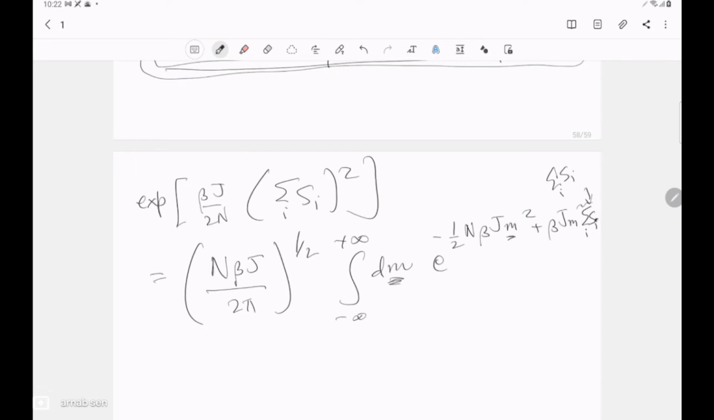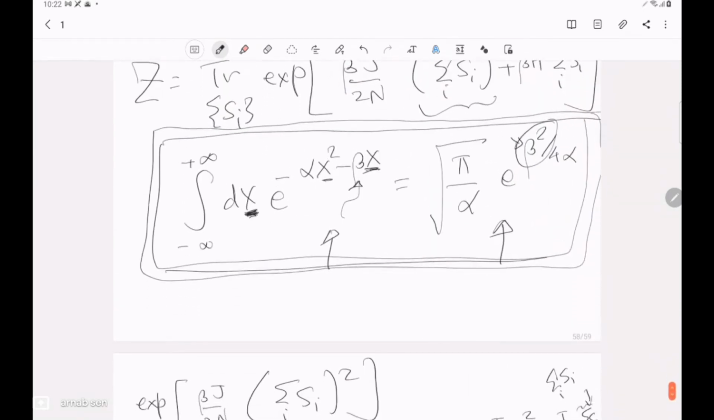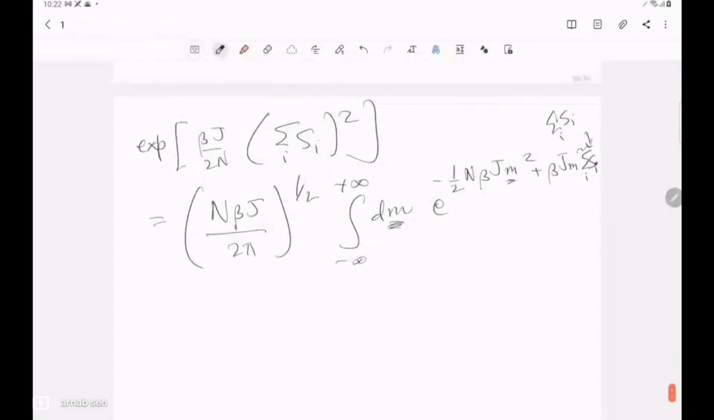What is the field here? It's just a mathematical trick. That's it. It's a continuous variable, of course. This x is a continuous variable, because unless it's a continuous variable, you cannot do an integral here. So this m is a continuous variable. It's not a discrete variable. So m has the range minus infinity to plus infinity. Okay, good. So why did I use this trick?